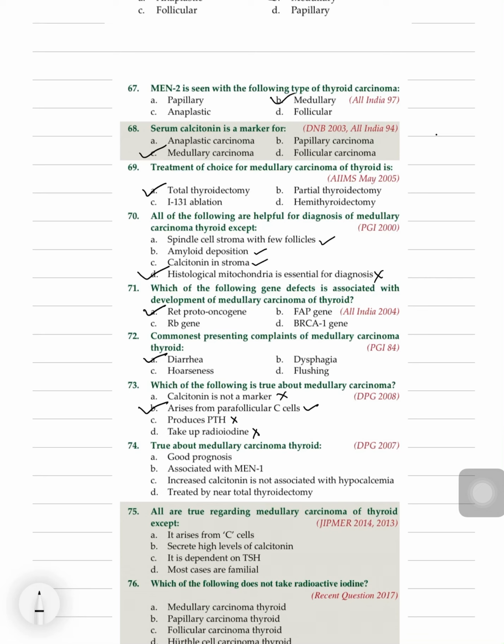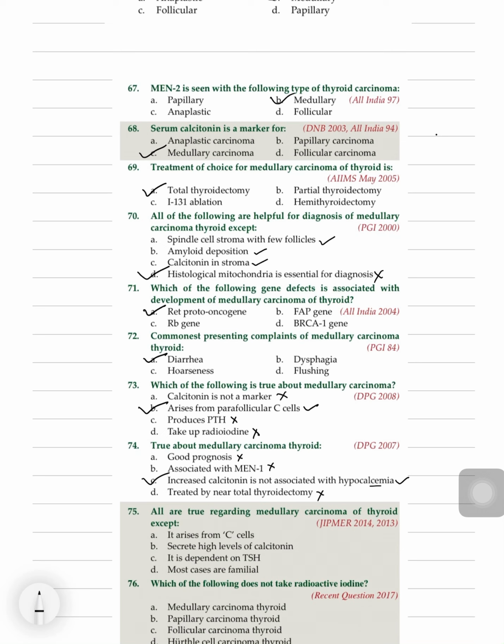True about medullary carcinoma of thyroid. It has good prognosis? No. It's associated with MEN1? No, it is MEN2. Increased calcitonin is not associated with hypocalcemia. Yes, this is a correct statement. Treated by near total thyroidectomy? No, it is total thyroidectomy.